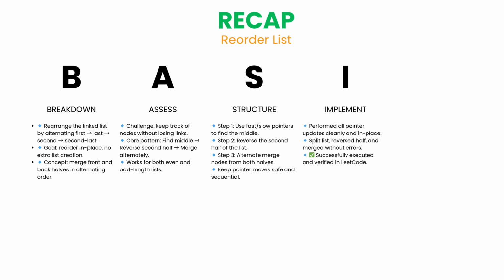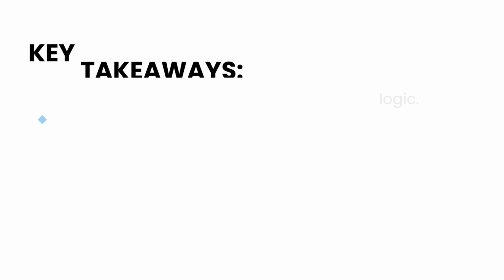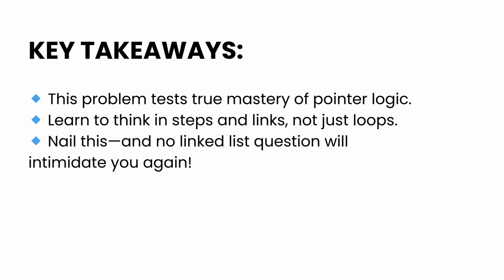Running this on LeetCode executed smoothly without errors, fully reordering the list in place. Check recap. We verified the solution works for lists of various lengths, including edge cases like single node lists and even length lists. Time complexity is O(n), and space complexity is O(1) since no extra data structures are used. Closing insight. The key takeaway? By splitting, reversing, and merging carefully, you can reorder a list efficiently and in place. Mastering this pattern strengthens your understanding of pointer manipulation, a crucial skill for any advanced linked list problem in interviews.